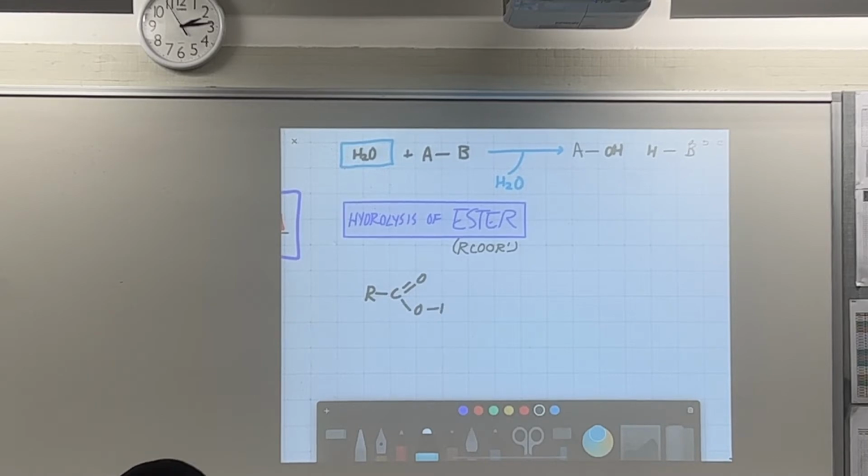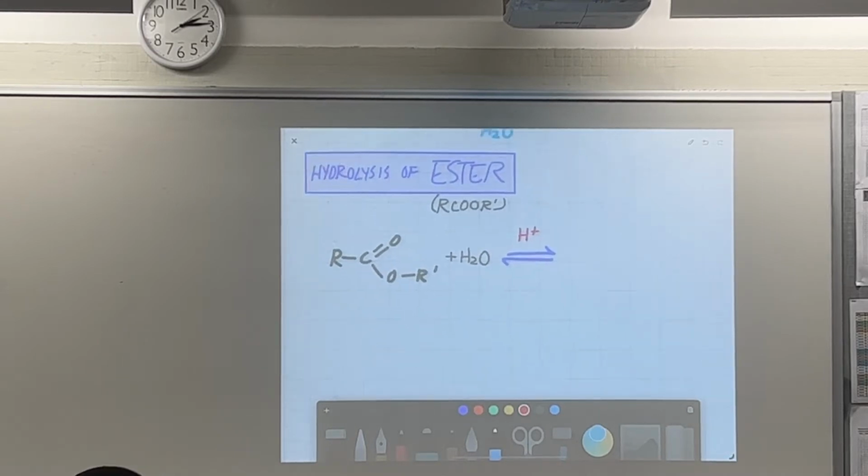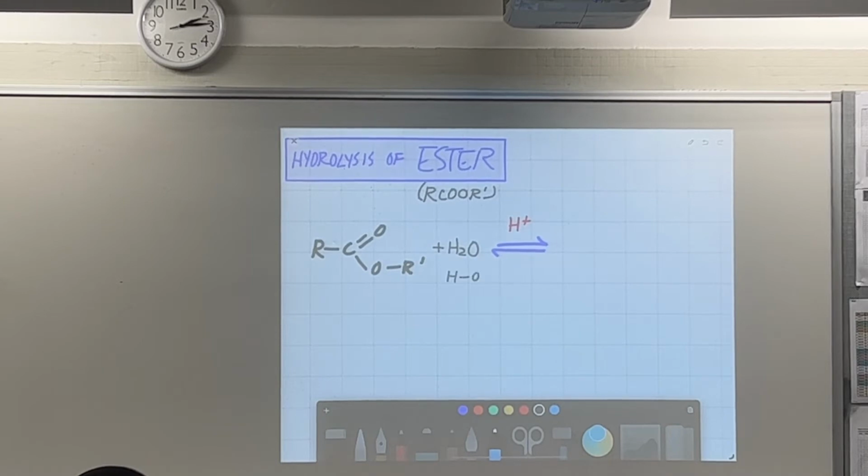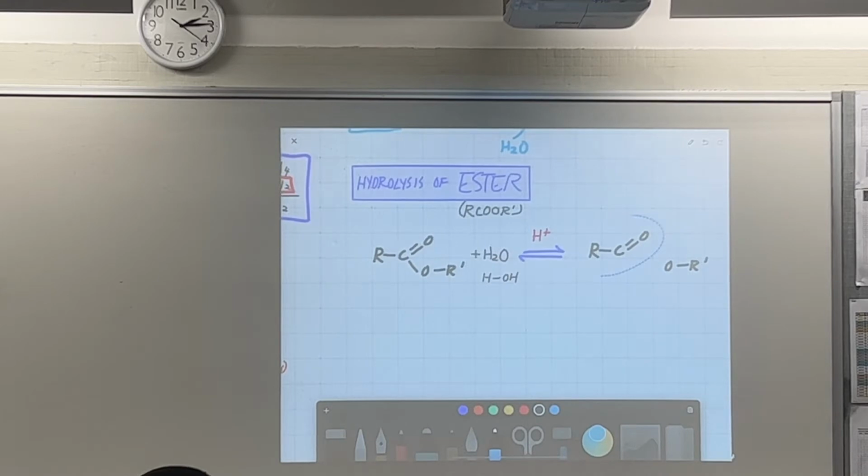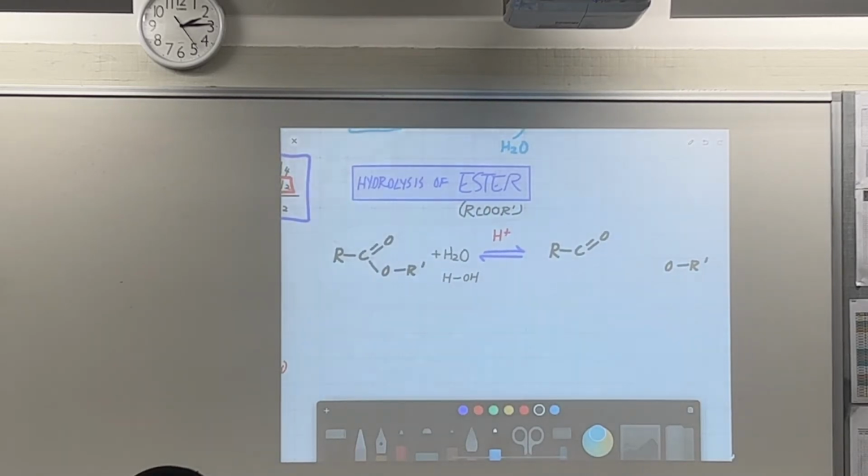RCOOR prime. We can break it down by using acid or by using base. When you break it down by acid, this is the equation to remember. It is reversible. You will use acid. And you can see that the H and OH go back to these two ends of the molecule. So let's split it. You have RC double bond O, and then an OR group on the right. What about the HOH? Let me write this as, why do I say blue?